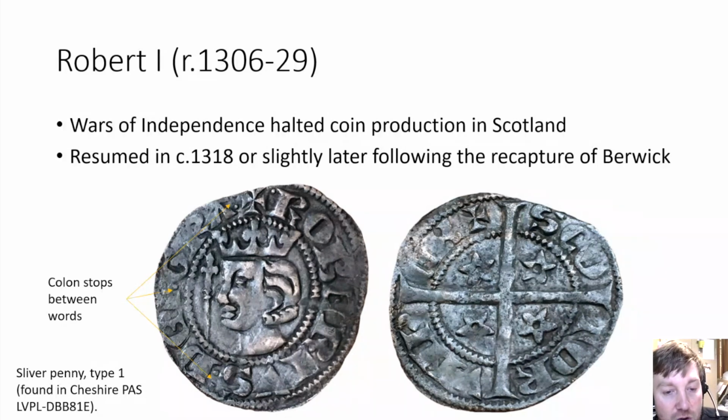Robert's coins are not as common as what we see for Alexander the Third and John Baliol. Again, this may be because the mintage output was smaller. We don't know. But they were still produced to the same silver standard as the English coins, and still circulated in England and Scotland as well.